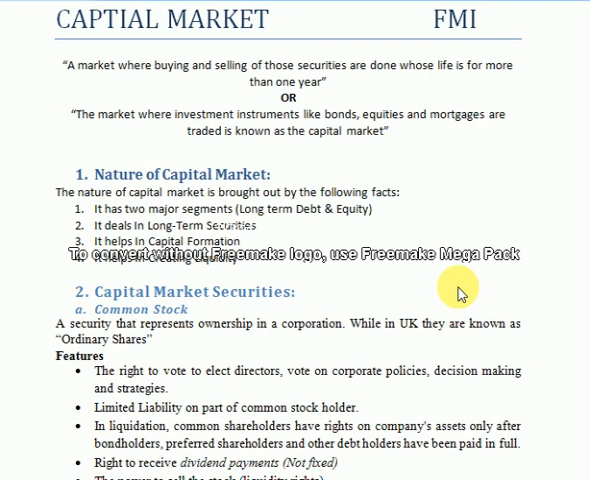Look, primary market is that market where newly issued securities are trading for the first time. So those securities whose lifetime is lengthy, more than 1 year, when they are newly issued, that market is called primary market. And secondary market is that market where already issued securities are trading. So our capital market will be primary as well as secondary. The most common capital markets are the stock markets and the bond markets.